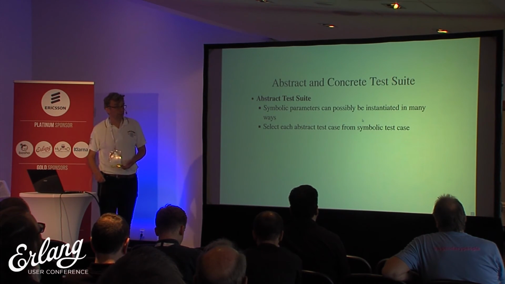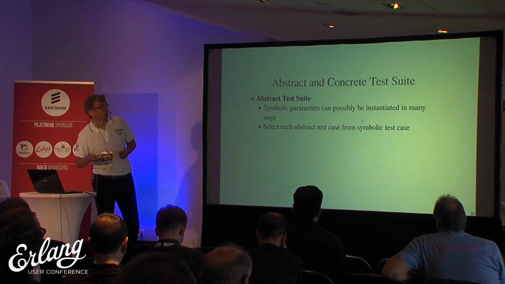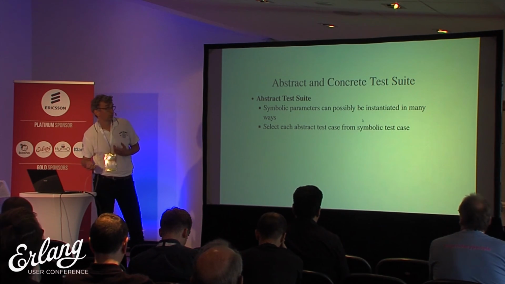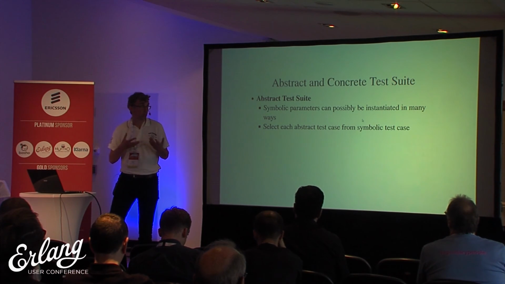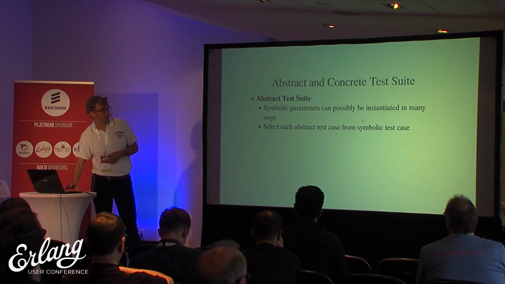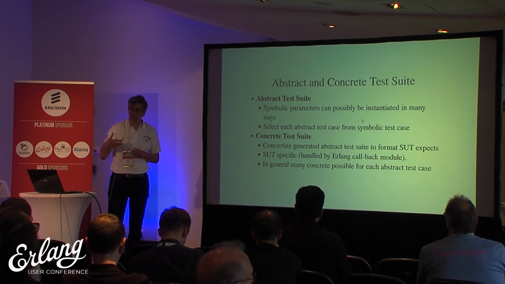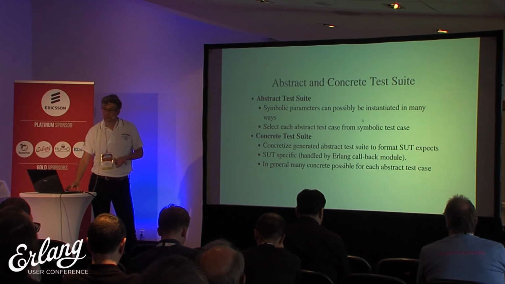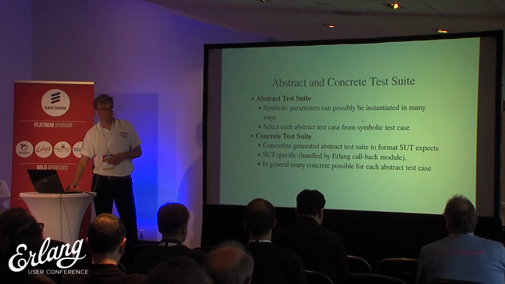We get a set of symbolic test cases with symbolic parameters that can be instantiated in many ways, possibly. We have to select one or more of these possible instantiations to get abstract test cases. From abstract test cases, we can generate concrete test cases. And the concrete test cases are those that we then execute against the system that we want to test.